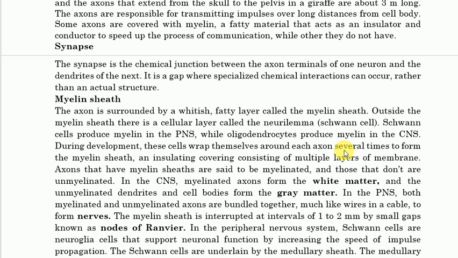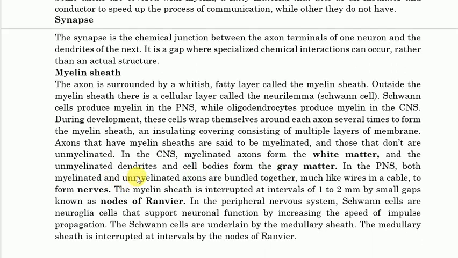Kwa hiyo cells zinakuwa zinazunguka. Kama hapa ndo pana axon, katikati zenye cells zinakuwa zina wrap. Zinazunguka ile axon, zinatengeneza ni myelin sheath. So axon that have the myelin sheath are said to be myelinated, and those that don't are unmyelinated. In the central nervous system, myelinated axon form the white matter.